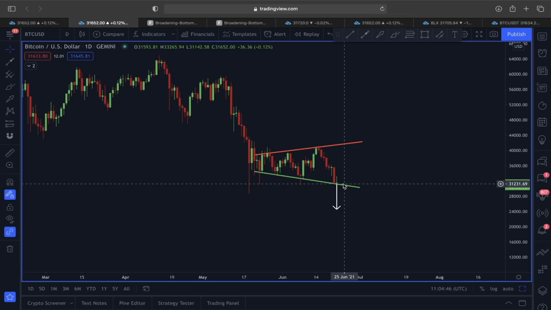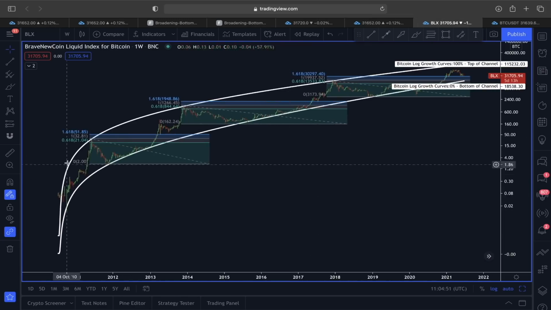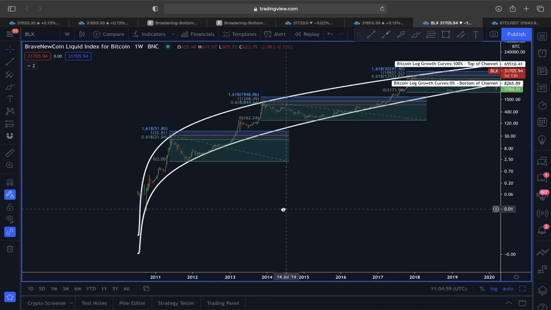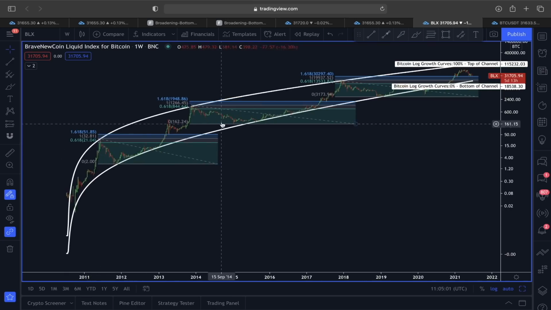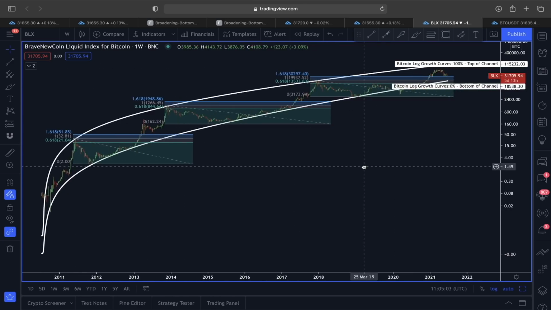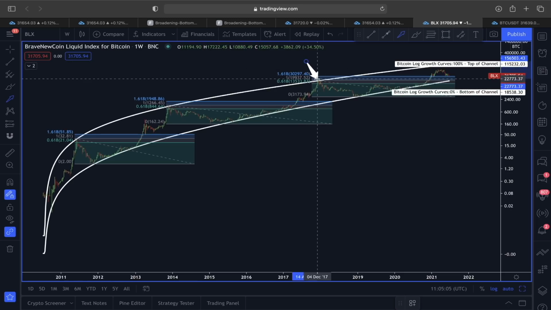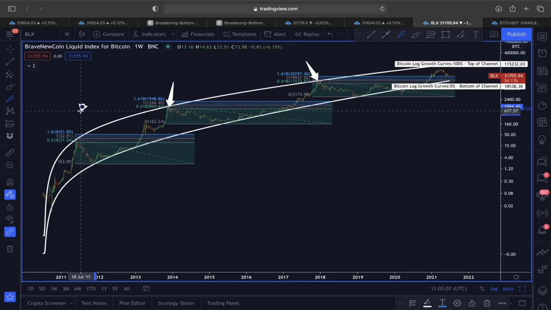This support is the last line of hope for Bitcoin, because if you have watched my video, we have talked about this BLX chart and also this logarithmic scale using the Fibonacci retracement level, because every time we have seen since 2011, 2013, 2017, whenever the market has reached the top of the channel, this white line, only then the bull market actually ended.